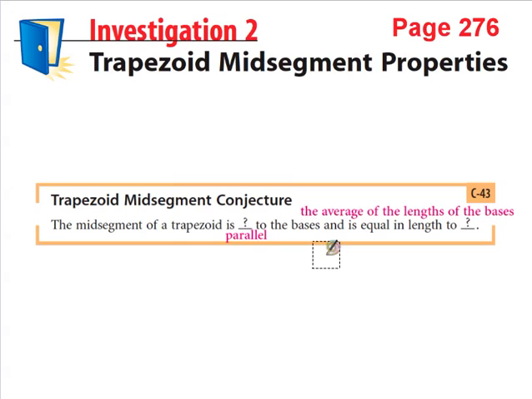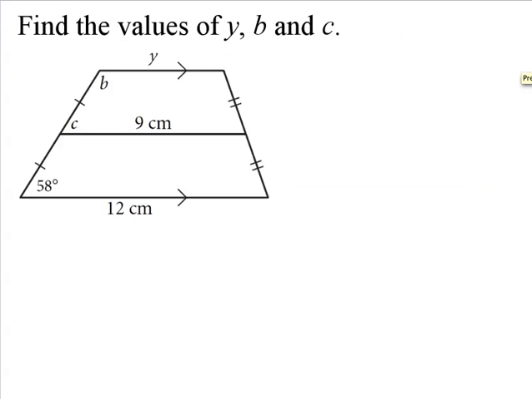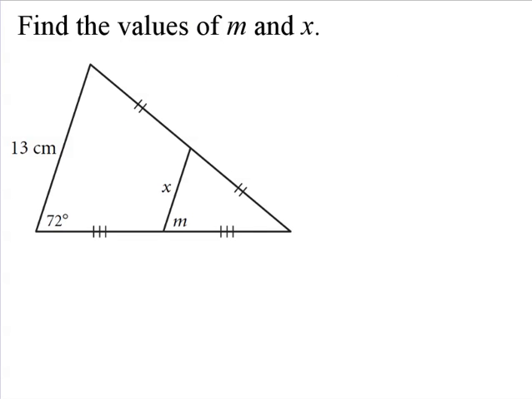So the average of the lengths of the bases basically means you need to add the bases up and divide by 2. Perfect. That's all you're doing. You're finding the average between the bases. So let's go and look at an example. The first one we're going to look at is a triangle. Okay. It says find the values of m and x.